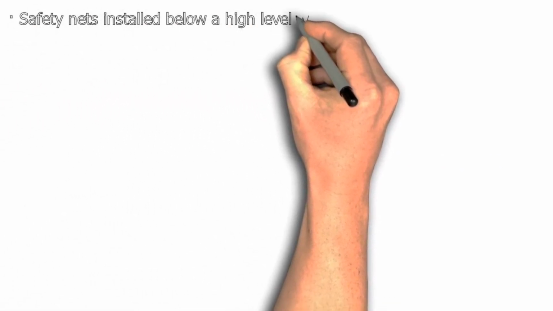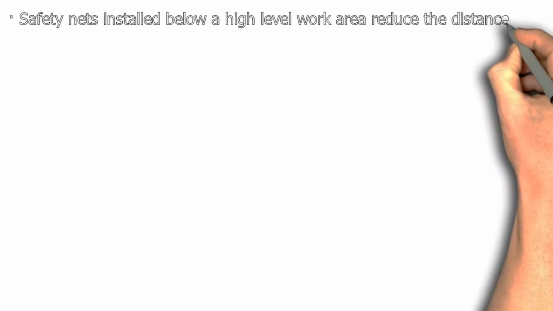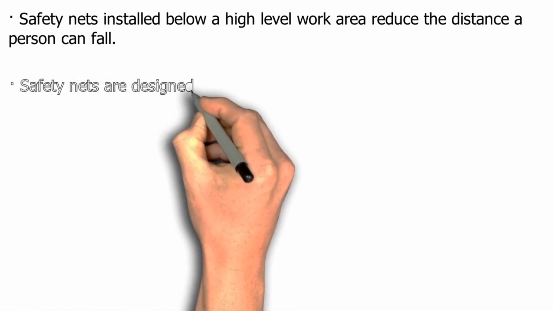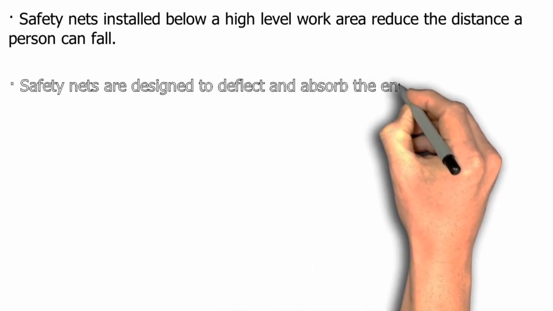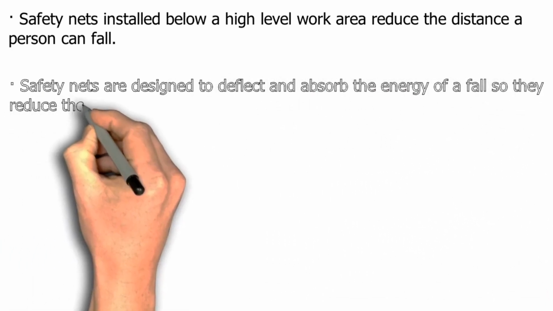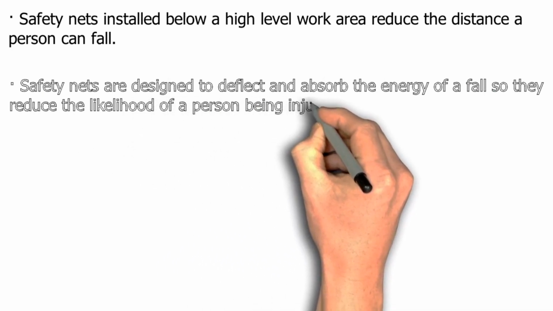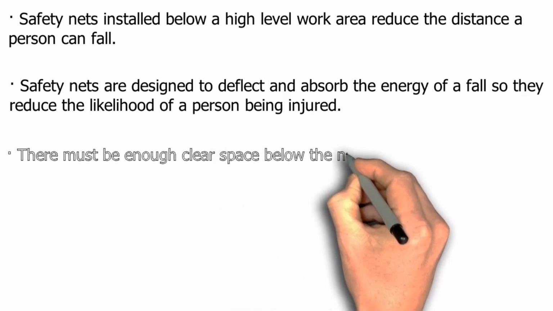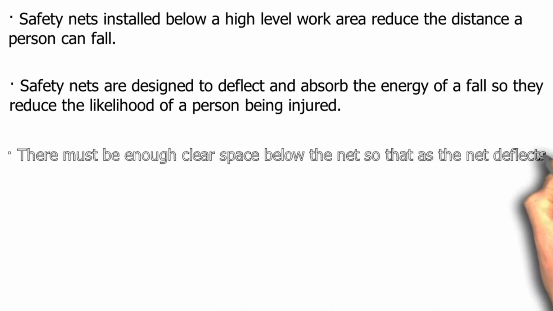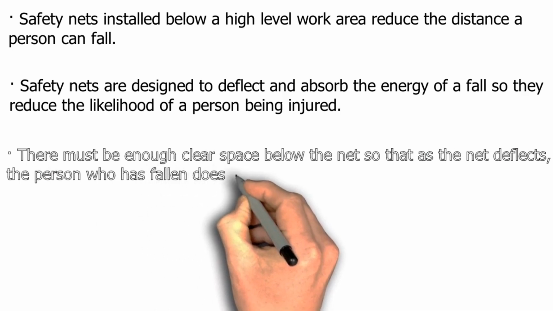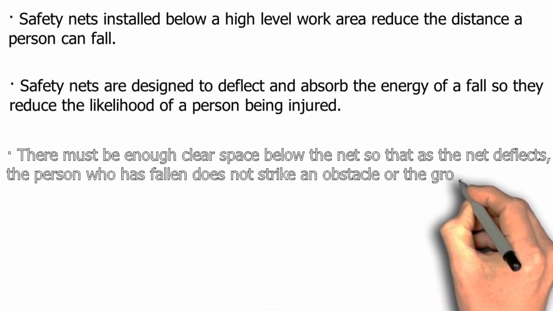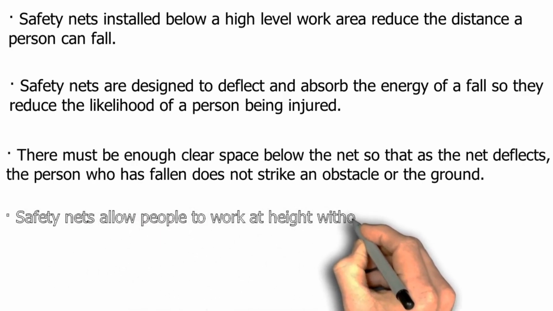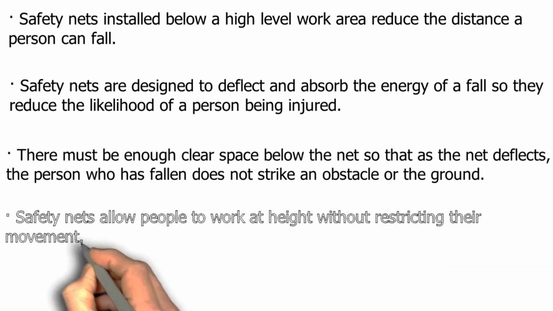Safety nets installed below a high-level work area reduce the distance a person can fall. Safety nets are designed to deflect and absorb the energy of a fall, so they reduce the likelihood of a person being injured. There must be enough clear space below the net so that as the net deflects, the person who has fallen does not strike an obstacle or the ground. Safety nets allow people to work at height without restricting their movement.